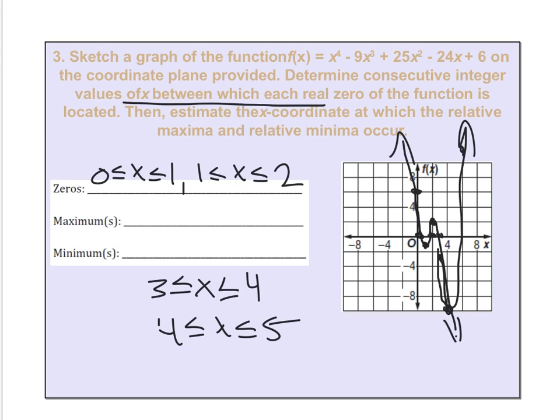And I get that it's hard to kind of tell, but you've got to be able to look and see, kind of guess each one is 2. So about halfway in between each block is going to be 1. So that's what I'm saying. Between 0 and 1, 1 and 2, 3 and 4, 4 and 5.